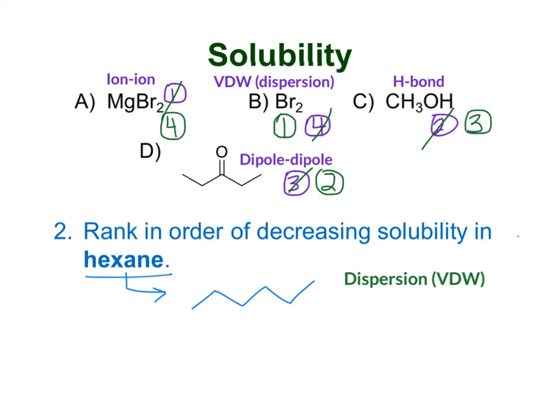So the rankings would look like this. So now we see that van der Waals, the bromine, would be the most soluble in hexane, and then the ions would be the least soluble in hexane. So it's just the exact opposite of all the other ranking problems that we've done. And with that, we are done talking about solubility, so we're done with intermolecular forces and properties for today.